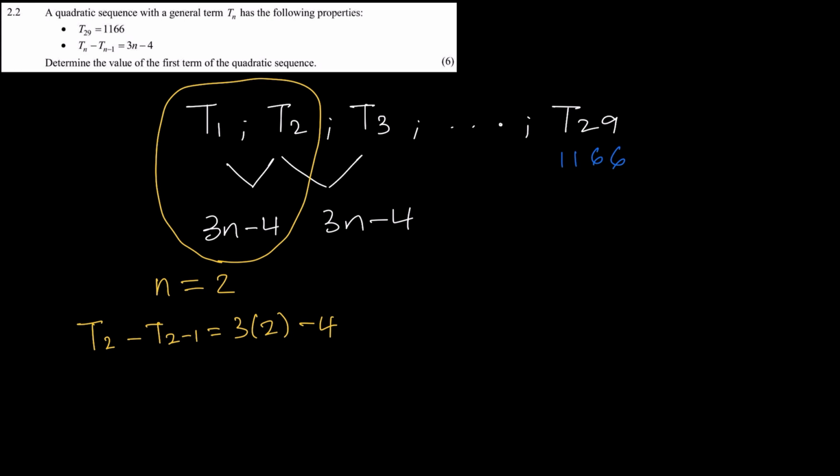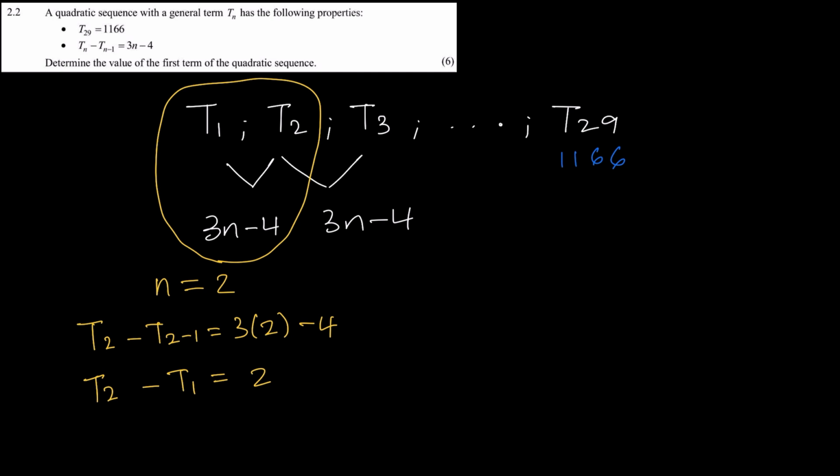T2 minus T2 minus 1 equals 3 into 2 minus 4. Remember, this is still the same format as Tn minus Tn minus 1 equals 3n minus 4. It's the same thing. I've just substituted 2 because I want to figure out what the difference between T1 and T2 is. Now we can simplify. T2 minus T1 equals 2. That means that the difference between term 1 in the sequence and term 2 in the sequence is 2.